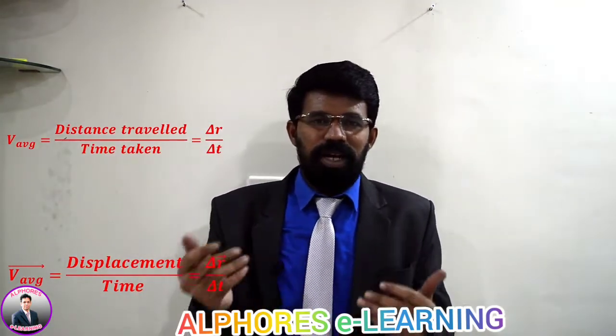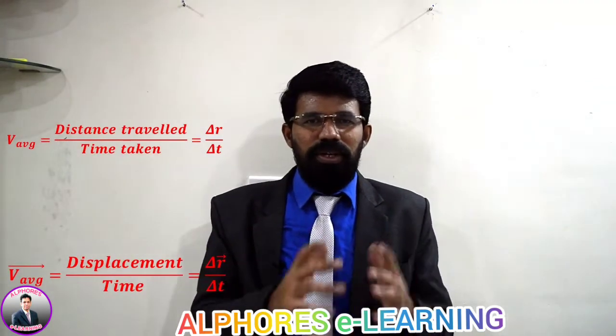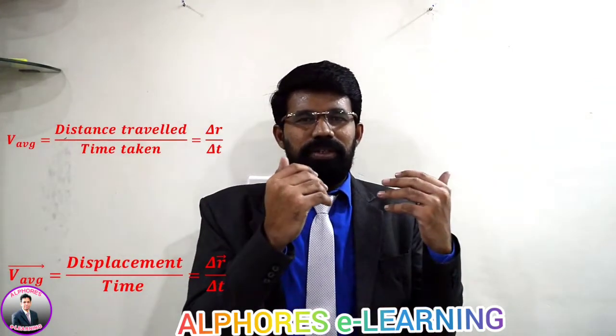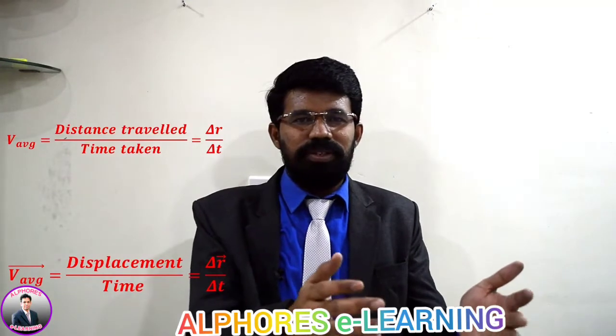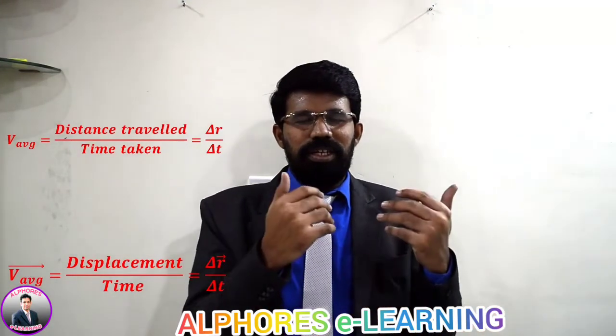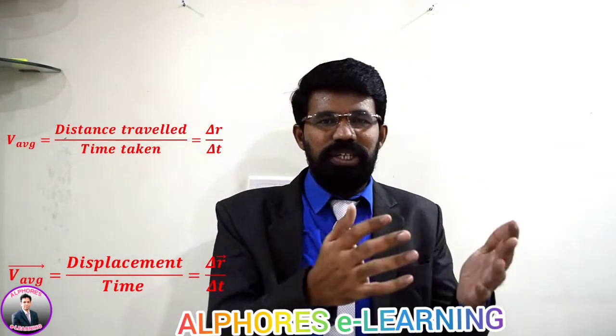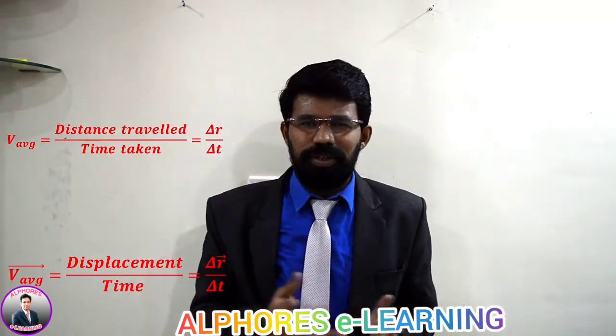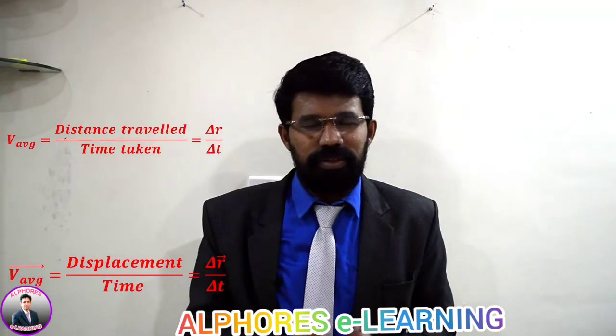Similarly for average velocity. Let us say the entire data in the question is given in terms of velocity and displacement, and time is not there. Or the entire data is given in terms of speed and distance, and time is not given. Can't you find time from distance and speed data? Of course, we can find.